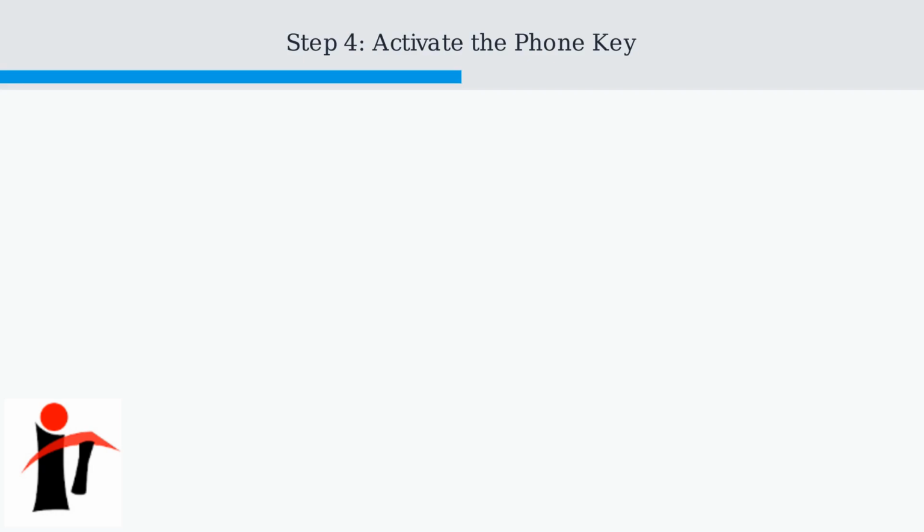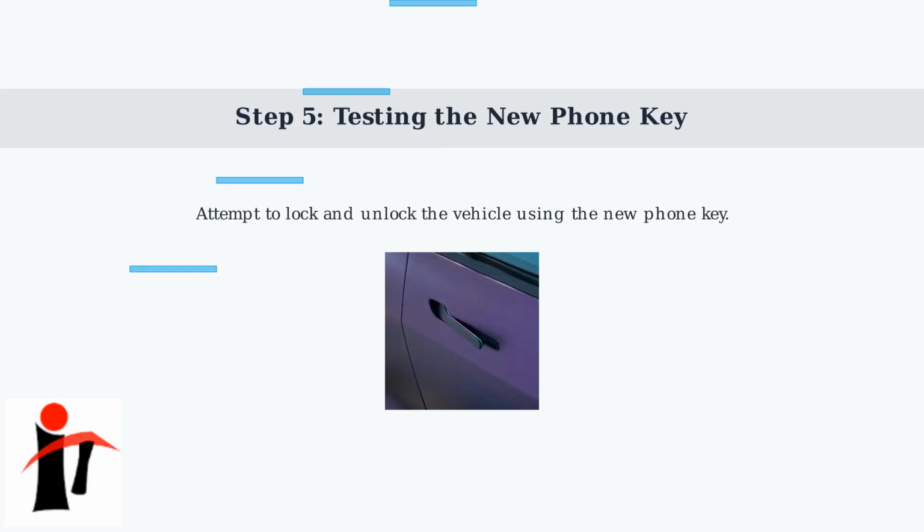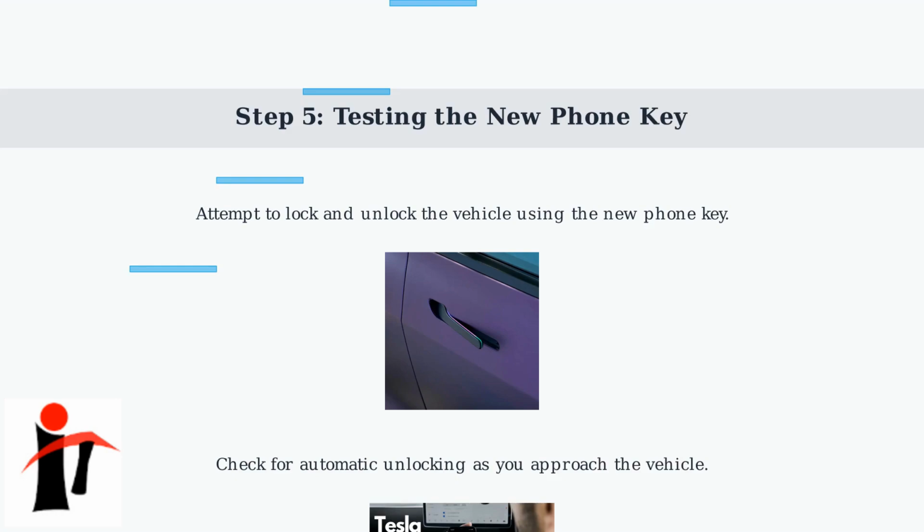Now that you've activated the second phone key, it's time to test it to make sure everything is working correctly. Start by attempting to lock and unlock your Tesla Model Y. Hold the second phone near the driver's side door handle and try locking or unlocking the doors. Next, test the automatic unlocking feature. Walk away from the vehicle and then approach it while holding the phone. The doors should unlock automatically when you get close enough.